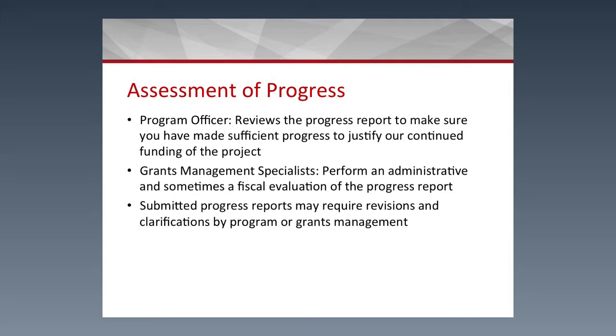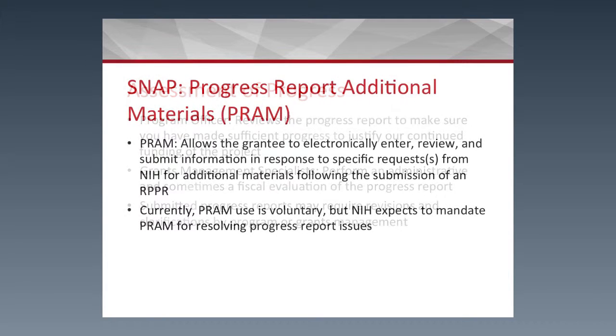In terms of assessing progress, there are two levels of review. One level is done by the program officer. The program officer reviews the report to make sure of any and all progress being sufficiently made and to justify your continued receipt of funding. The grants management specialist will perform an administrative and sometimes a fiscal evaluation of the project. Submitted progress reports may oftentimes require revisions and clarifications by program and grants management specialists.